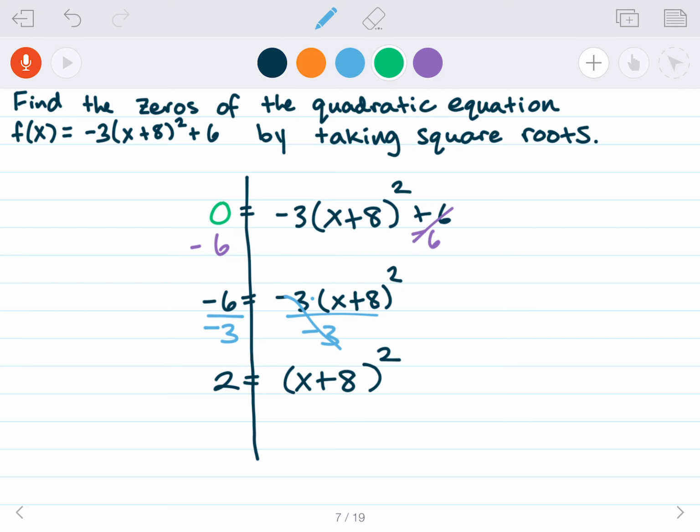Now to undo that square, I need to square root both sides, keeping in mind that when I take the square root, I need to tack on a plus or minus sign. That goes away, and on the right, I'm just left with x plus 8. And on the left, I'm left with plus or minus root 2.